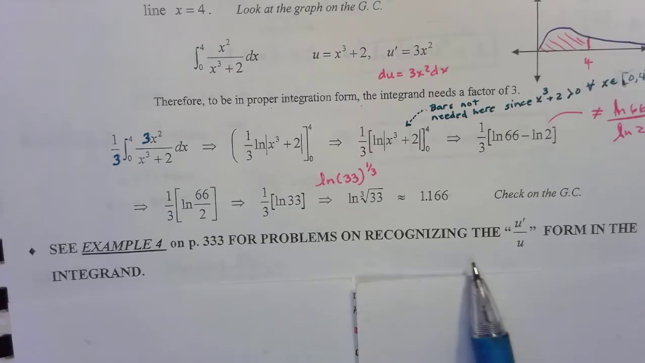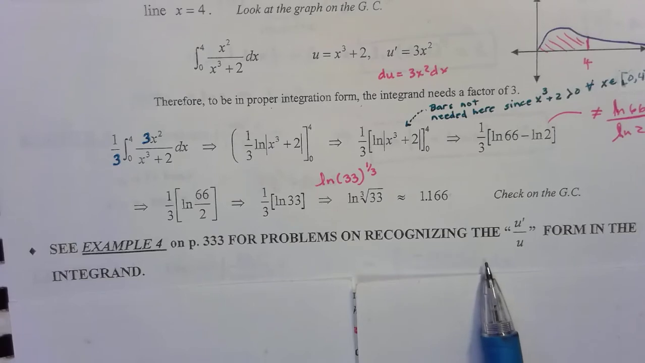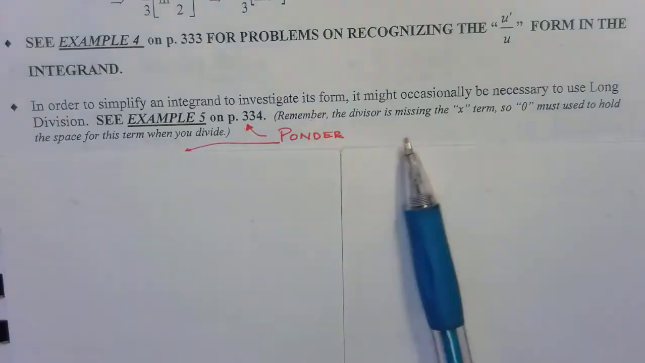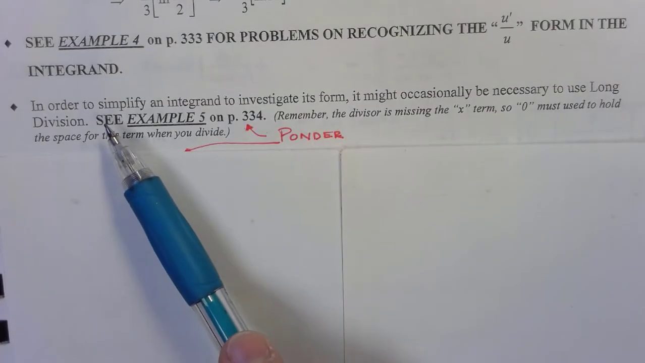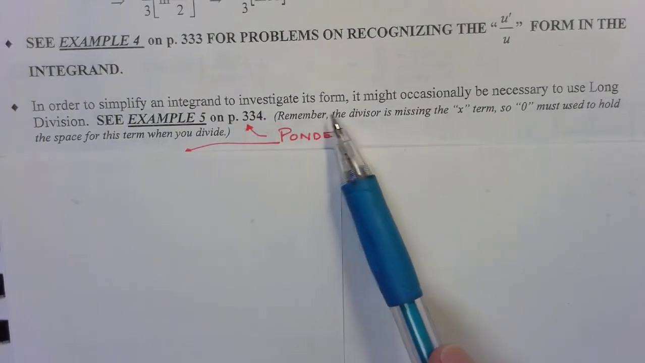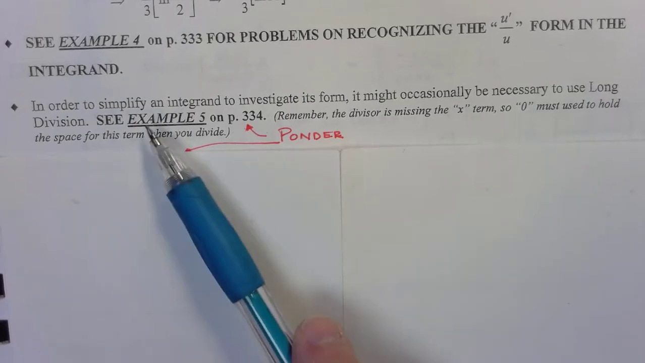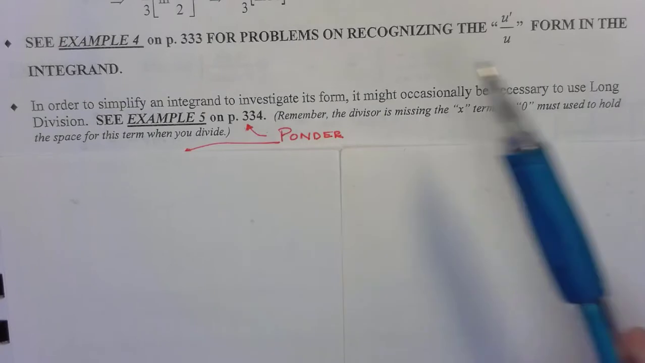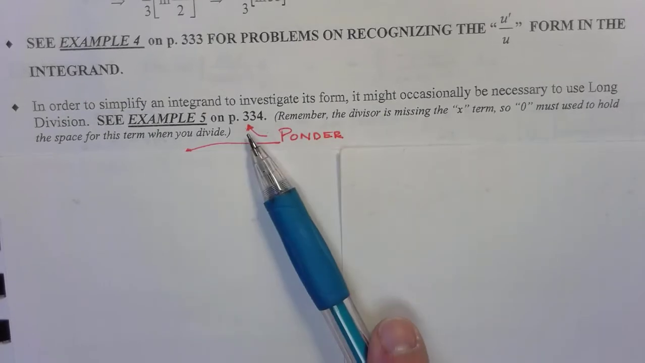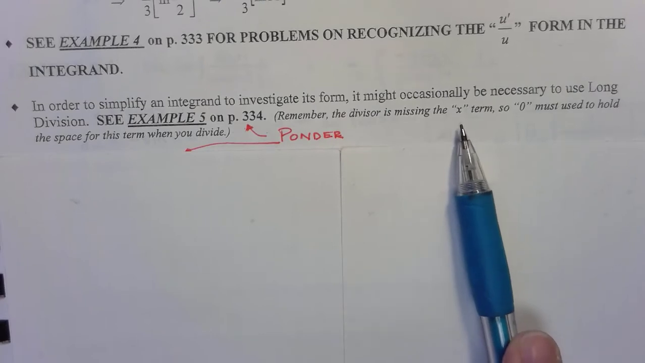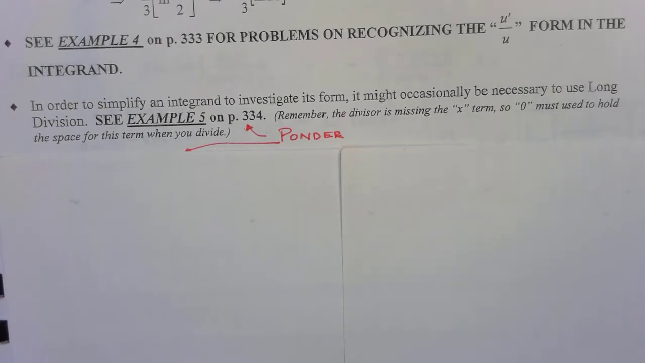See example 4 on page 33 for problems on recognizing the u prime over u form in the integrand, and I leave that to you. In order to simplify an integrand to investigate its form, it might occasionally be necessary to use long division. So you should see example 5 on page 344. Again, I leave that to you. Remember, the divisor is missing an x term, so a 0 must be used to hold the space for this term when you divide. Look at that, ponder it.